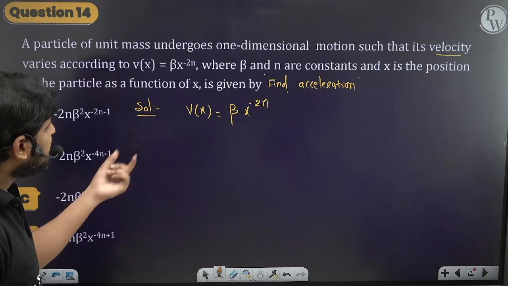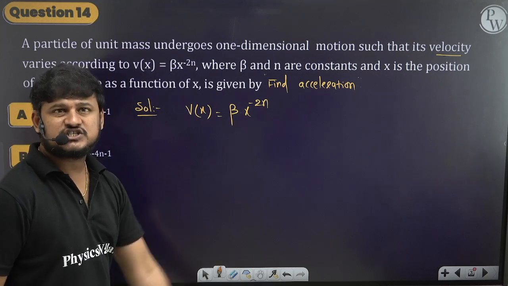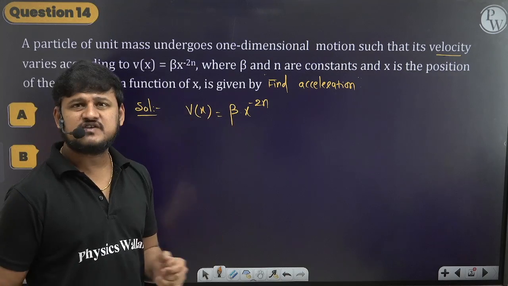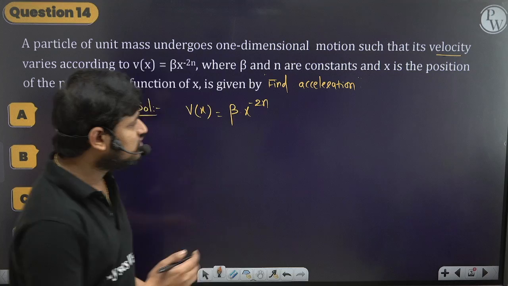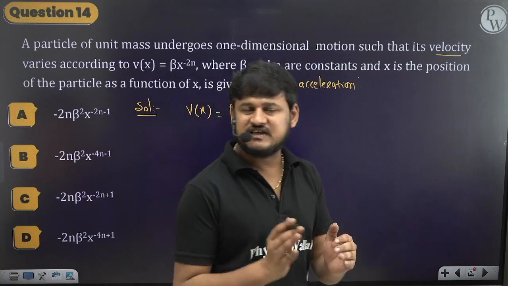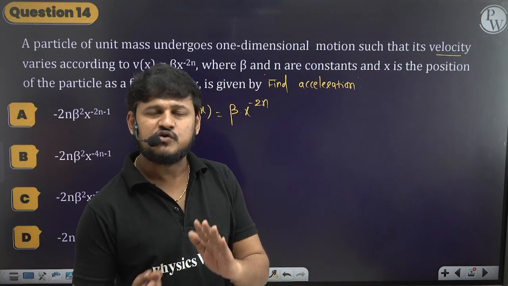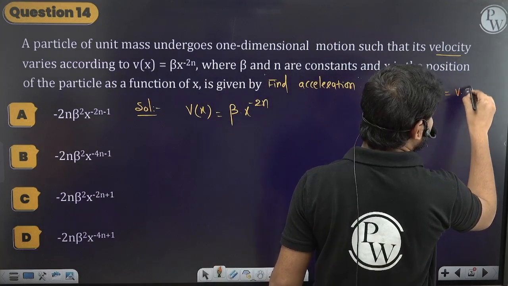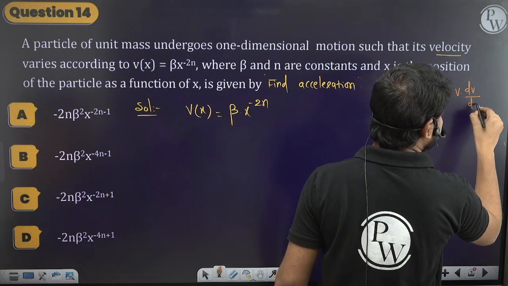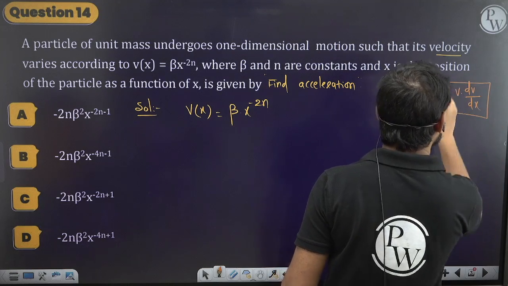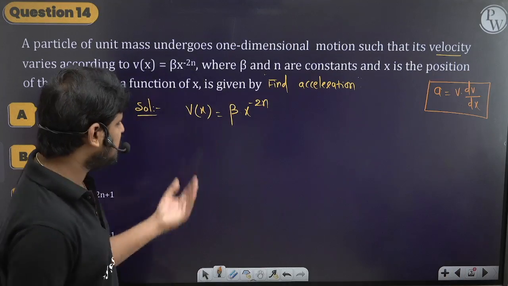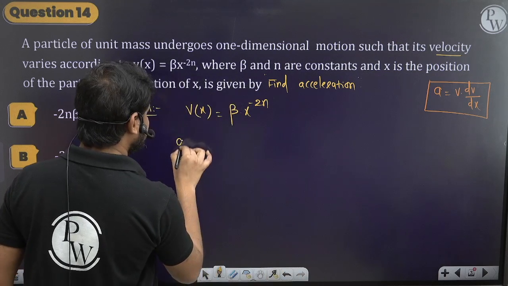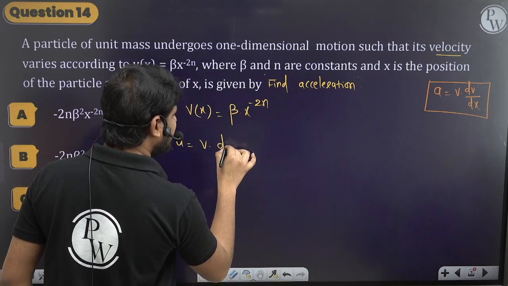First, velocity is given as a function of position or displacement. What is the equation that we saw in the last session? Whenever the velocity is given as a function of displacement, to find the acceleration we have a = v dv/dx. The same thing you can use here. So acceleration is equal to v dv/dx.